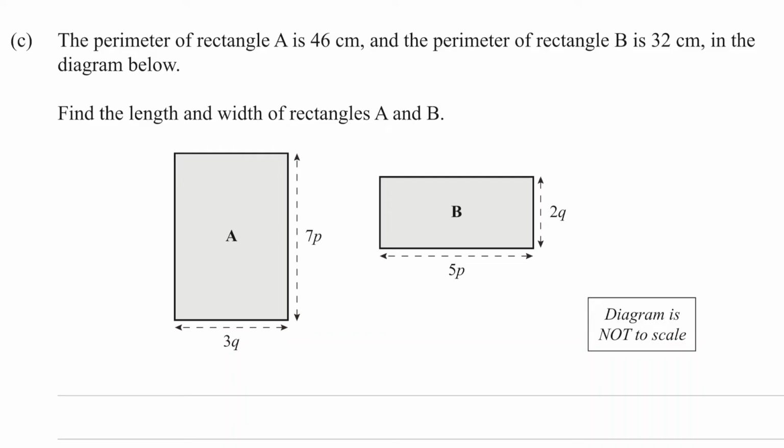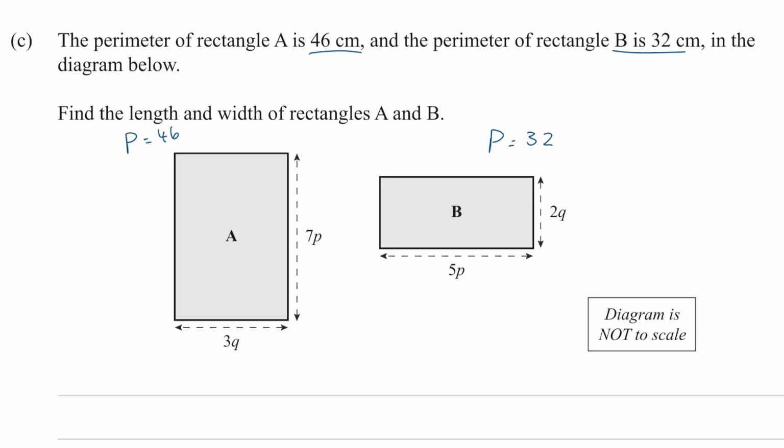We have two rectangles, very original, labeled A and B. Maybe they're a plot of land where you're building a new house, maybe a patch of garden, maybe a section on your desk that you need to clean, who knows. But we're given that the perimeter of A is 46 centimeters, the perimeter of B is 32 centimeters, and we're asked to find the length and the width of the rectangles.